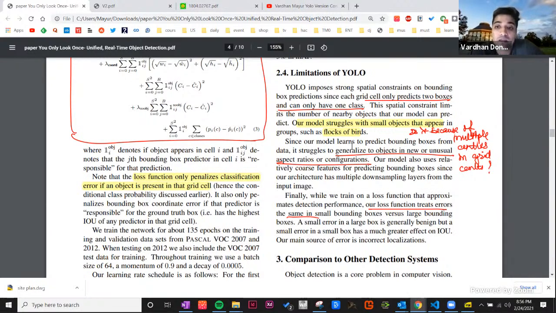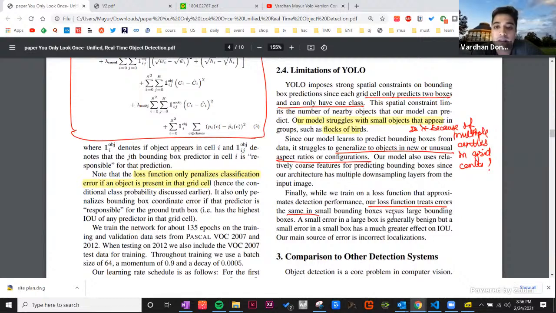The second is the case of handling sizes. It's working on some coarse features right now, and the idea is whether we can work on finer features or not. And the third one is called the localization error. As they put it, a small error in large boxes is generally considered okay, but a small error in a smaller box shouldn't be considered okay, but it is.